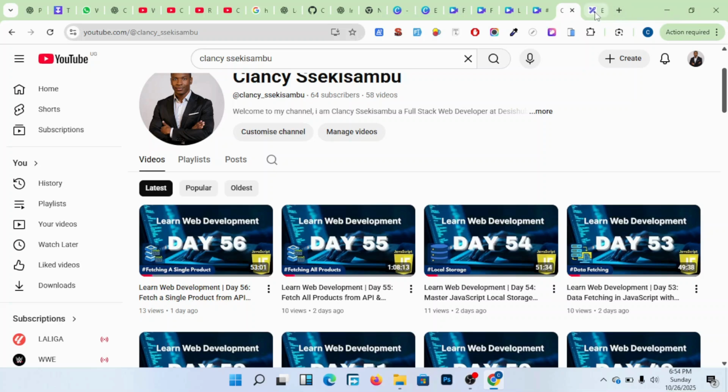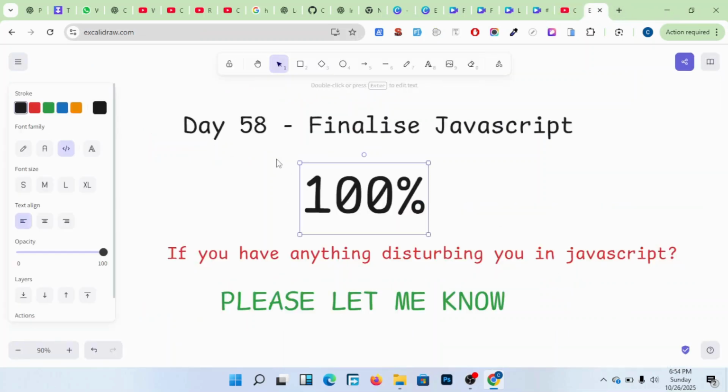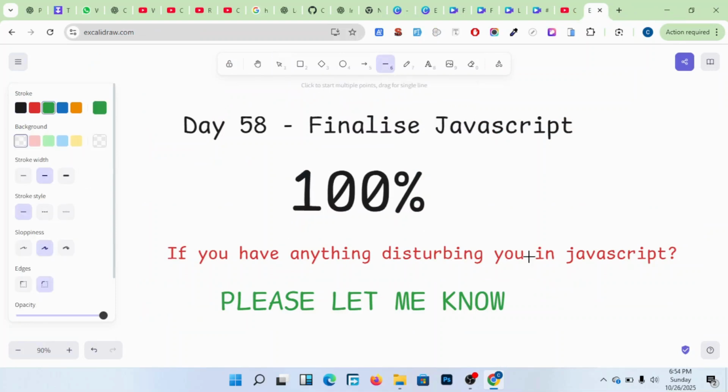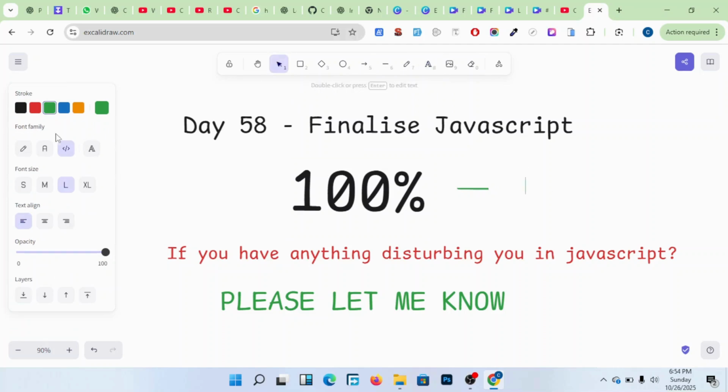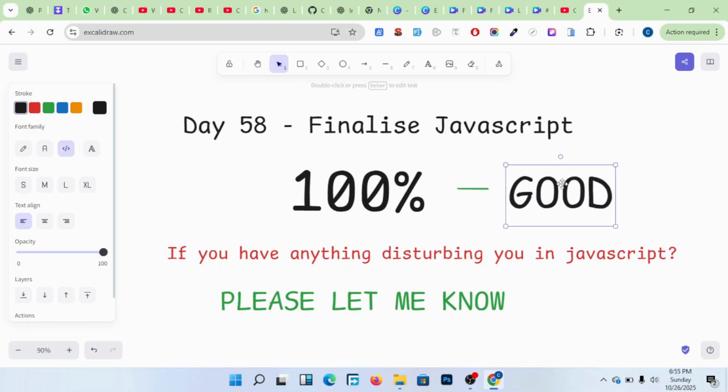Members, right now I believe you are 100% good. If you have any question, members, do you have any question about JavaScript right now? Is there any question that is disturbing you or perturbing you in any way? Right now, I believe we are all good in JavaScript. We are 100% good in JavaScript.